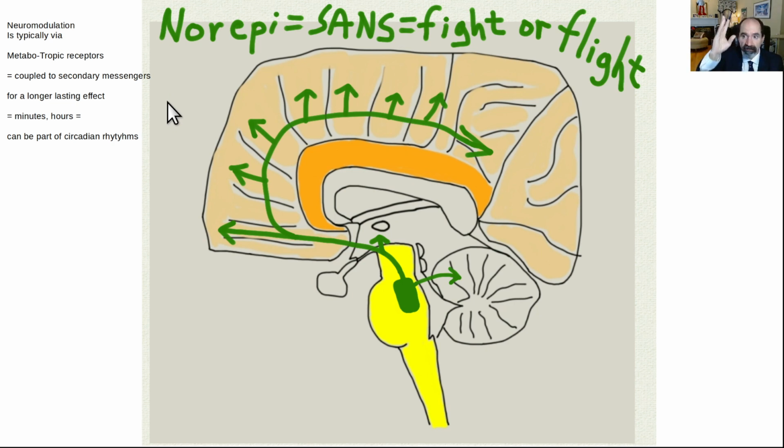So the ion channels are a fast on-off effect, like grab a pen with your hand, all right? Whereas the metabotropic are more like handle this stressful physical event for the next 30 minutes or even longer. And they can be part of your circadian rhythms because they can last even longer, some of the other ones.